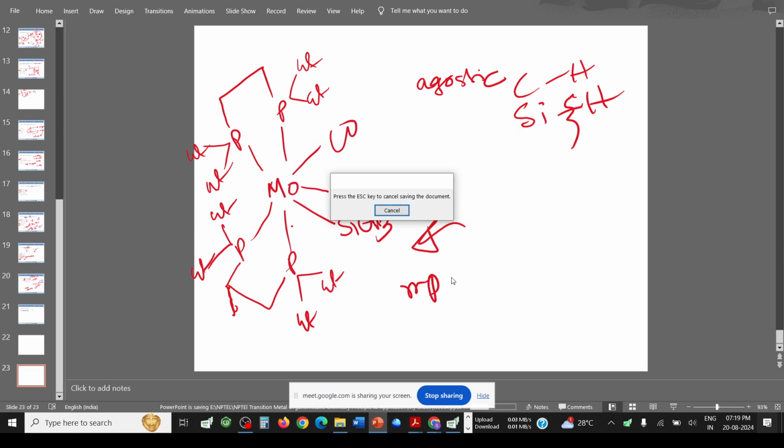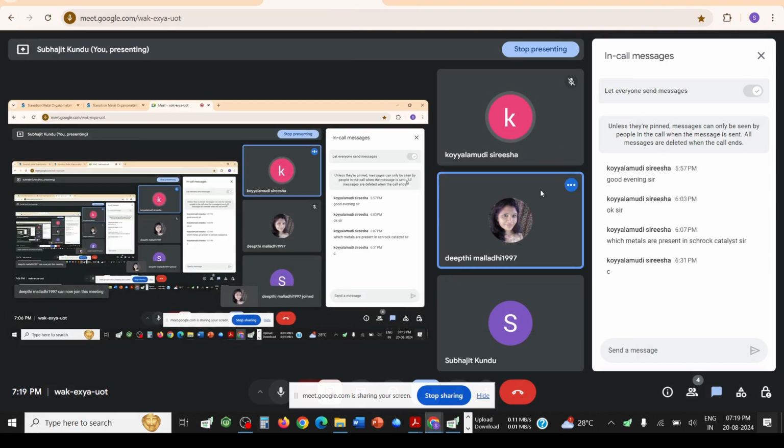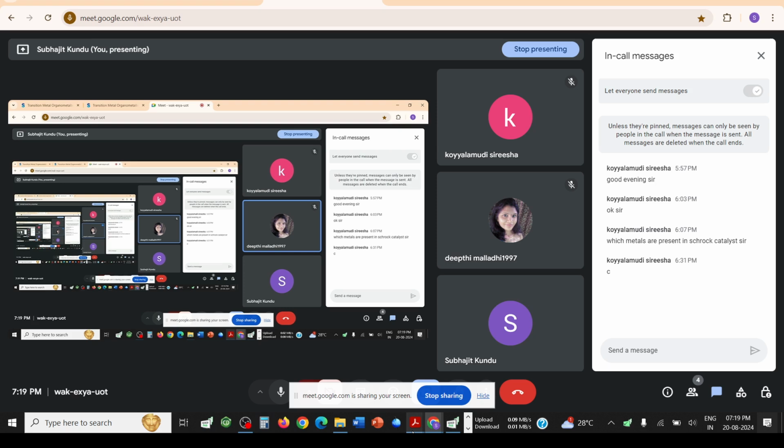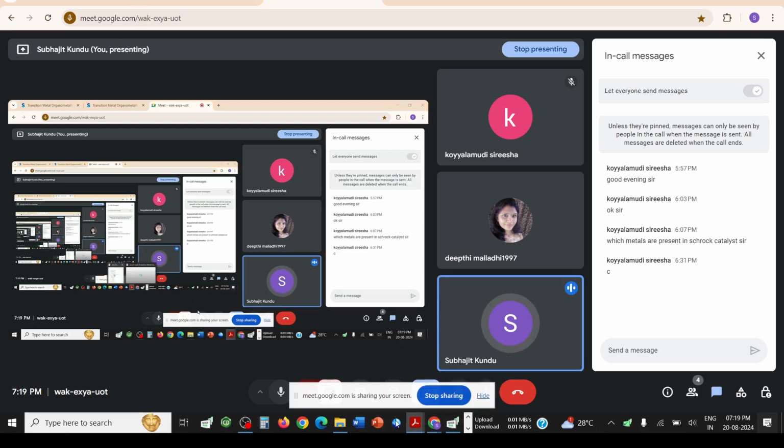Sir, I have a doubt. Why are transition metal sigma hydrido complexes not stable? What is the reason behind it? Sigma hydride complexes are obviously not stable, and that's why we are not deducing the structure for the other complexes. But some complexes may be stable because of the steric reason.